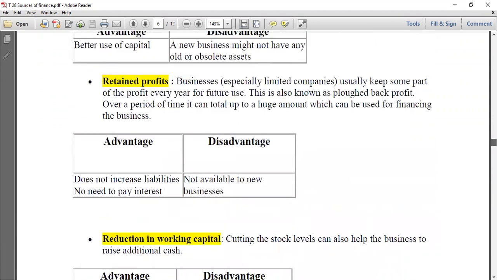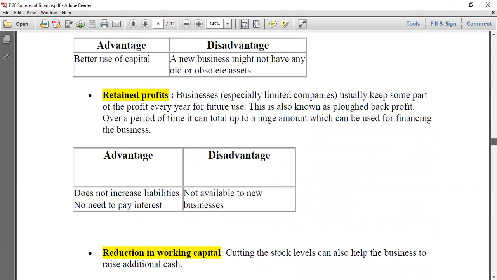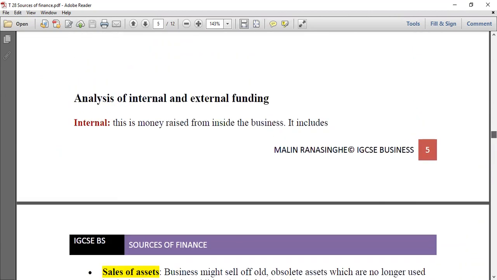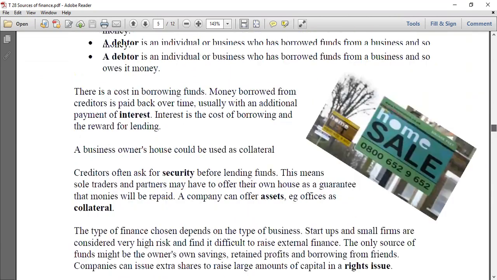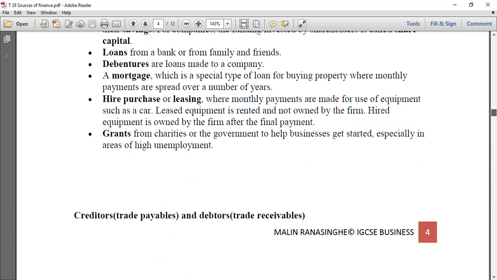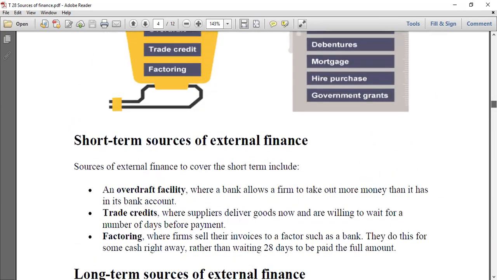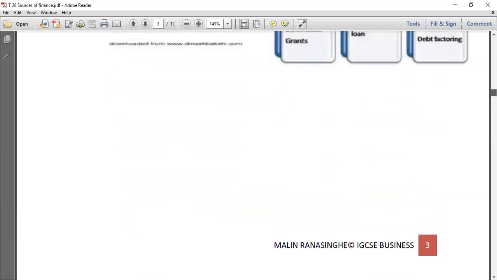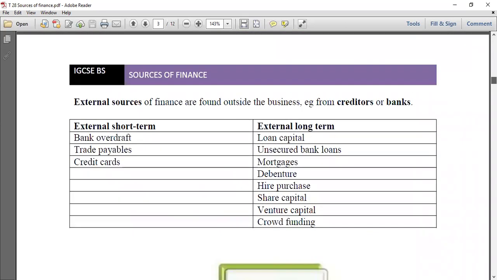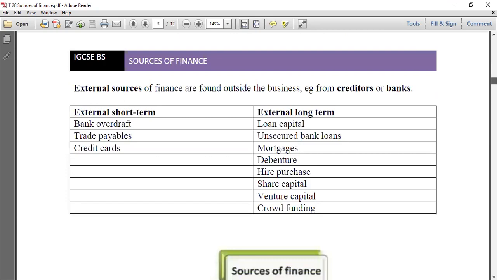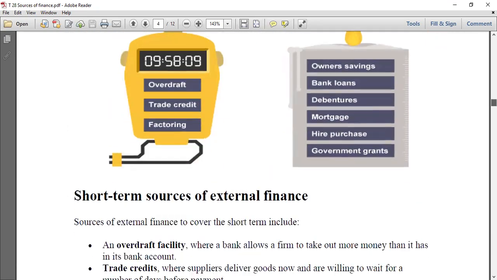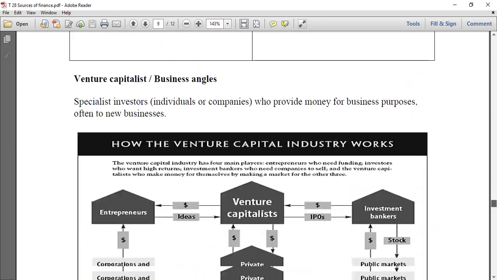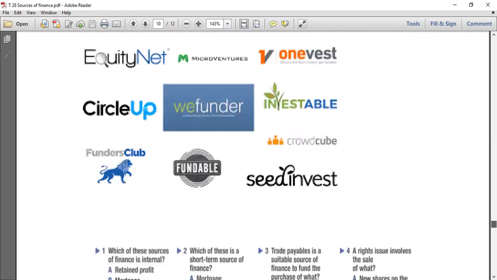Reduction of working capital, advantage, disadvantage, retained profit, advantage, disadvantage, sale of assets, advantage, internal sources, advantage, disadvantage, like that. So everything I have given in full with the definitions here, short term, long term. So go through this handout. You can take a print. I know you have the handout, you have the printout. So go through this handout and everything. If you have anything unclear, any doubt, if you can't understand, you can ask me, right?